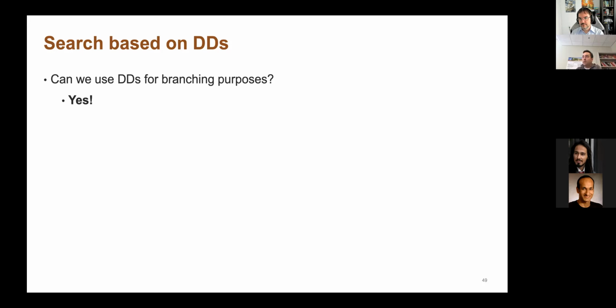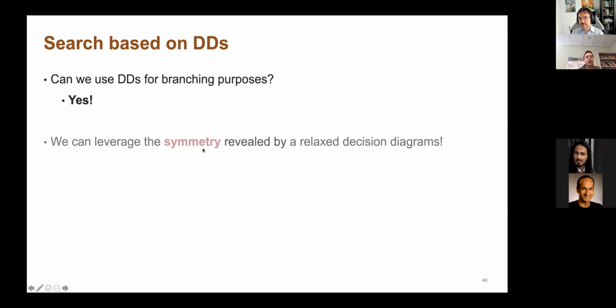Absolutely. I mean, really, if you're using relaxed DDs, it's a compact representation of a relaxation of the entire branching tree that you might get if you were to solve it by MIP. And so, of course, there's some type of a relationship there, right? Because you're doing some kind of partial enumeration. And so there is definitely a connection with how you can branch. And we might go back to this theme of symmetry a lot, but yeah, you can definitely leverage the symmetry that's revealed by relaxed decision diagrams in order to understand where you can branch and how you can branch. And we'll talk about that now.